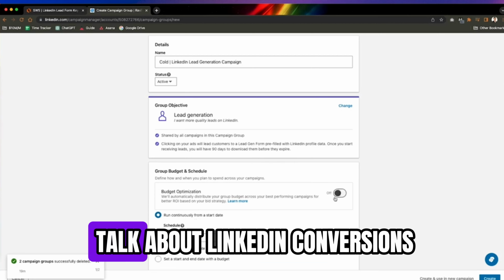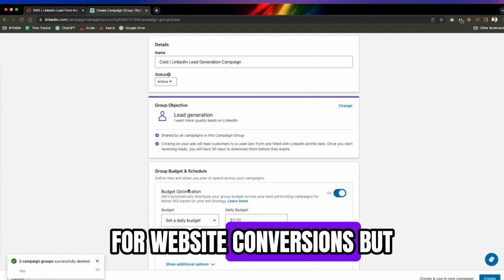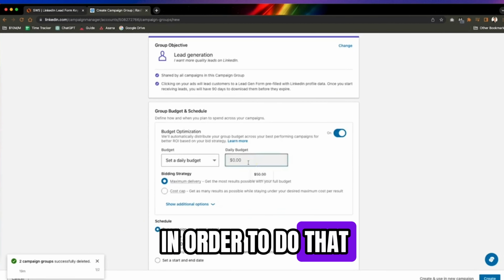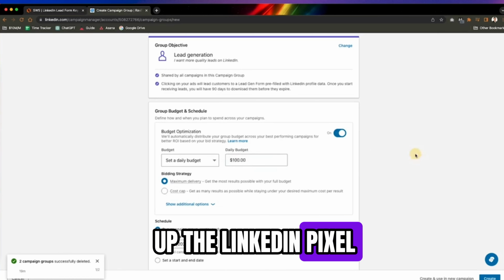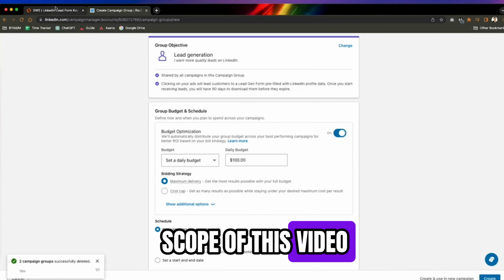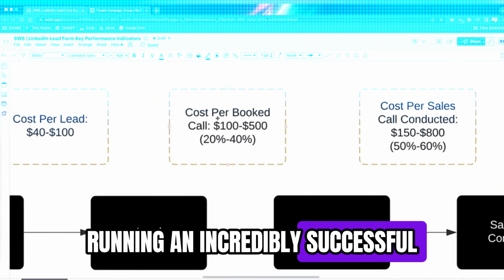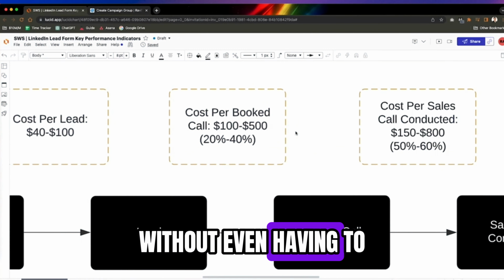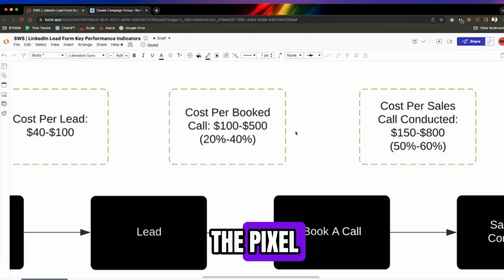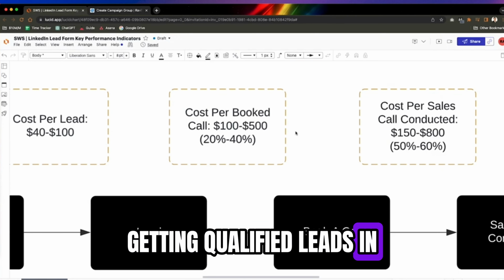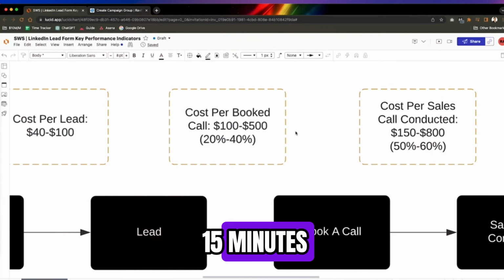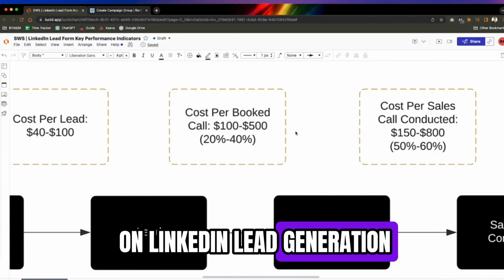A lot of people talk about LinkedIn conversions for website conversions. But in order to do that, you have to set up the LinkedIn pixel, and that's outside the scope of this video. And in all honesty, I think you can get away with running an incredibly successful LinkedIn lead generation campaign without even having to worry about setting up the pixel. And you can start getting qualified leads in the next 10 to 15 minutes. So let's just click on LinkedIn lead generation.